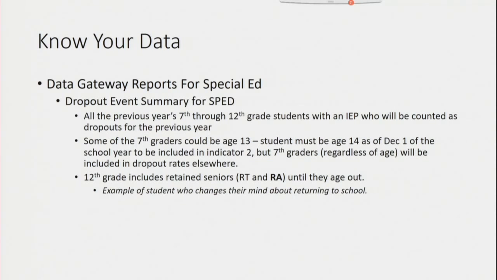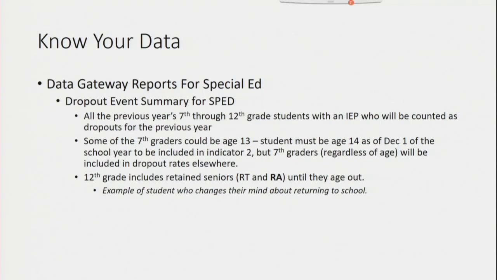Okay, so to help you make sure that your event dropout or your Indicator 2 dropout rate doesn't include students who shouldn't be there as dropouts, we created a report and put it in the Data Gateway that will allow you to see which students are going to show up in your dropout rate. That report includes all of the previous year's 7th through 12th grade students who have an IEP who will be counted as dropouts for the previous year.